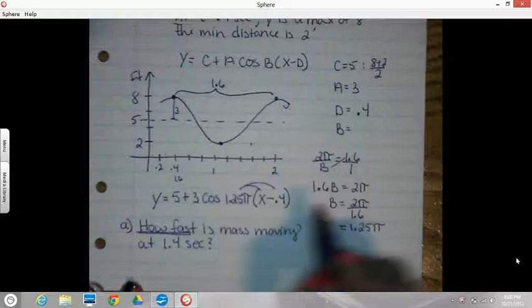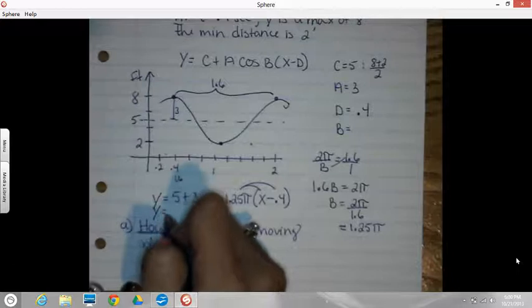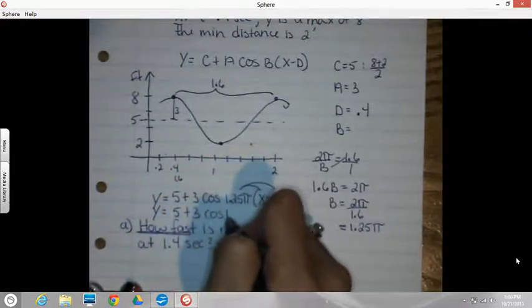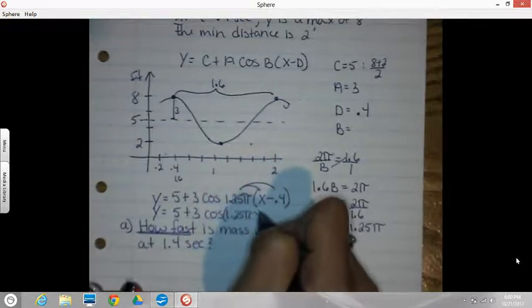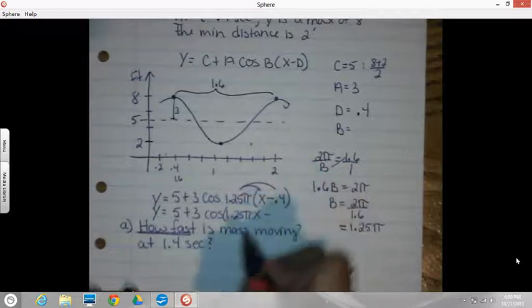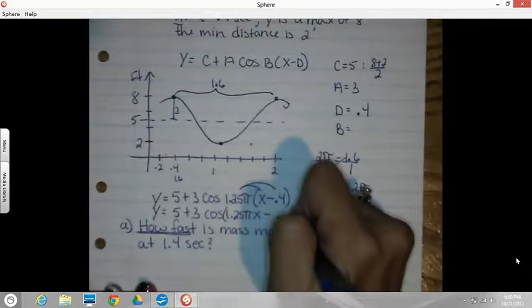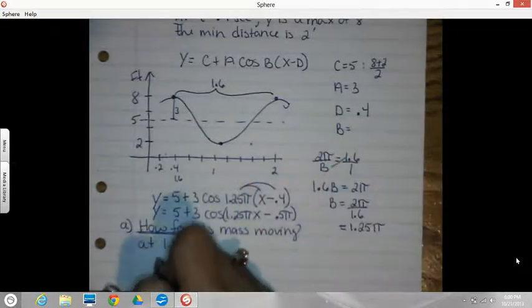Derivative. It'll just clean things up if you distribute that in before you get going. 3 cosine of 1.25 pi times x minus, and then 4 times the 1.25 is going to end up being 0.5 pi. Okay, now we're ready for the derivative.